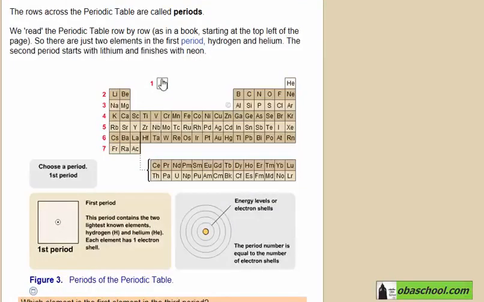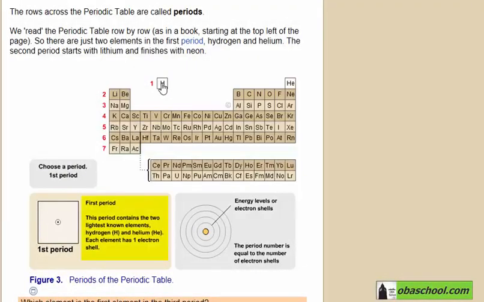So this is period number 1. This is period number 2. This is the third period and period number 4. The period number is equal to the number of electron shells. So for example, elements in period 1 have only 1 electron shell. Elements in period 2 have 2 energy levels or 2 electron shells. Elements in period 3 have 3 energy levels.